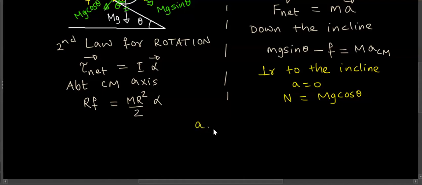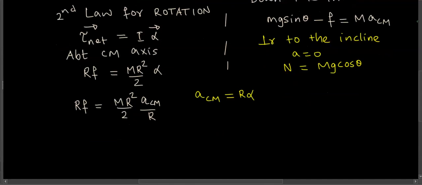So I have ACM is equal to R alpha. That's the connecting equation. So once I have that, I think my job is done. So now let's say here, if I substitute, I have M R square by 2 alpha, I can write it as ACM by R. Now, once I do that, look at it. I'll get friction in terms of acceleration of center of mass.